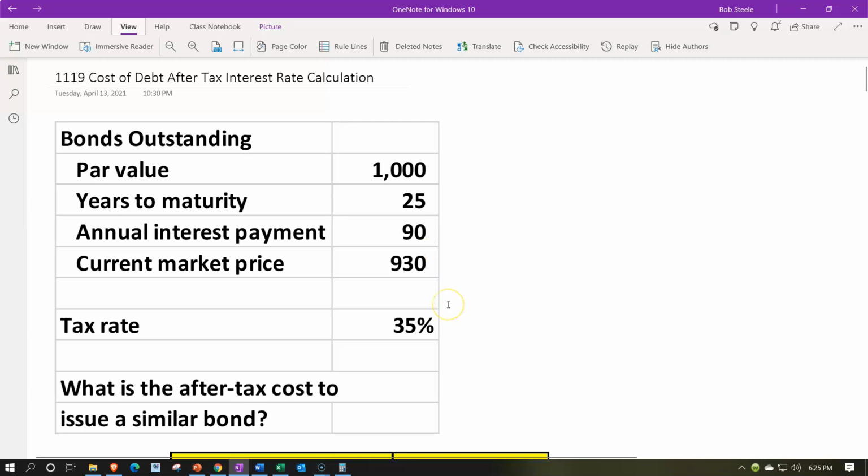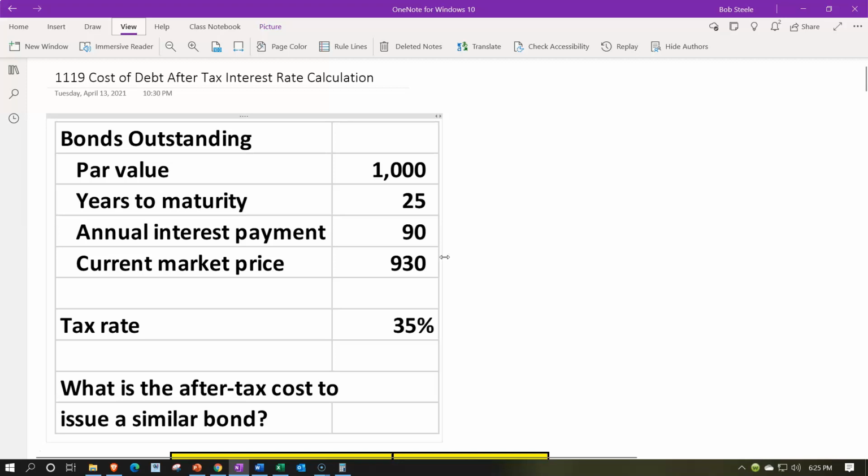So note what they did not give us here. They did not give us the market rate, but instead gave us the price of 930. If they had given us the market rate, it's a fairly straightforward problem, because then the question would simply be, do we take the market rate or do we take the rate on the bond? The rate on the bond is 90 divided by 1,000, or 9%. The market rate is whatever it will be. We'll have to figure it out now.